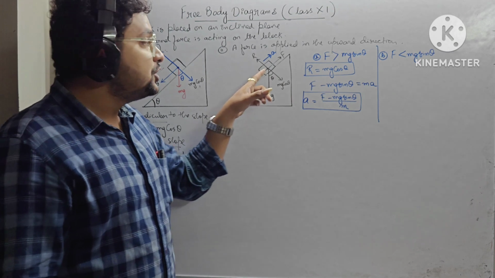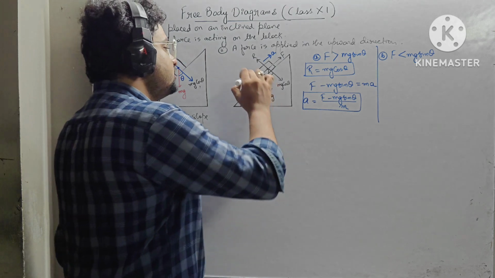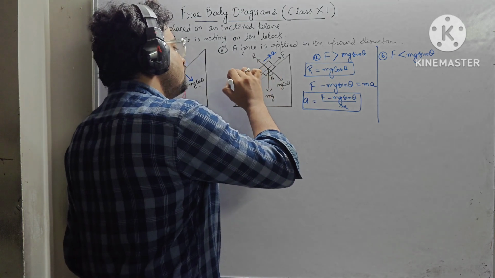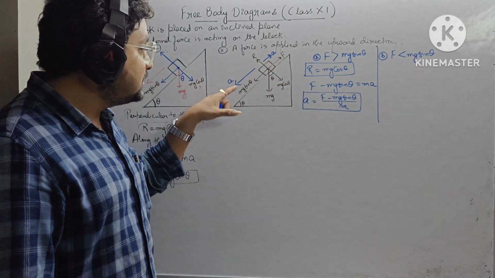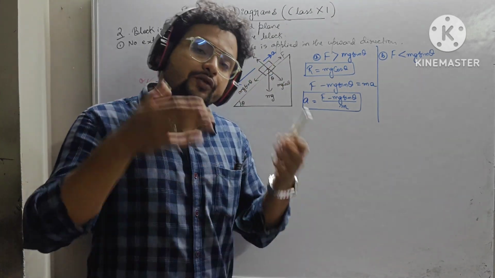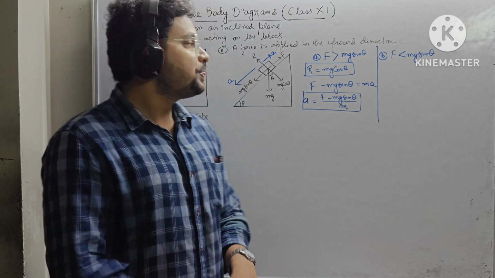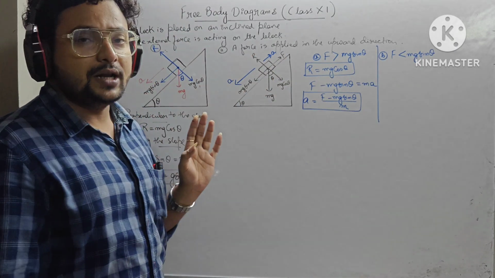So what will happen? If my force is less than mg sin theta, then the block is going to slide down no matter what. I am applying the force F, but mg sin theta is greater than F. So the block will slide down no matter what.